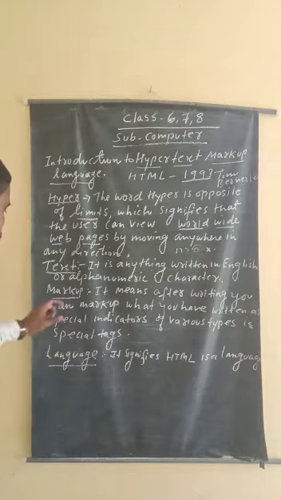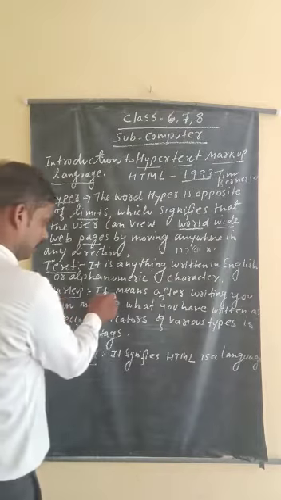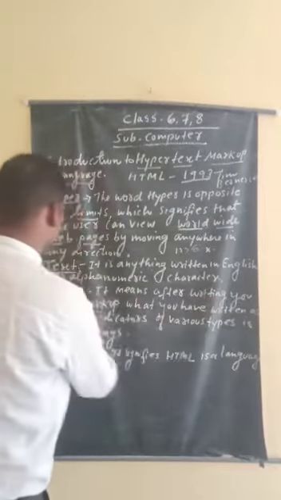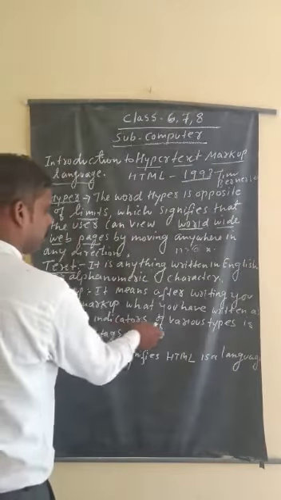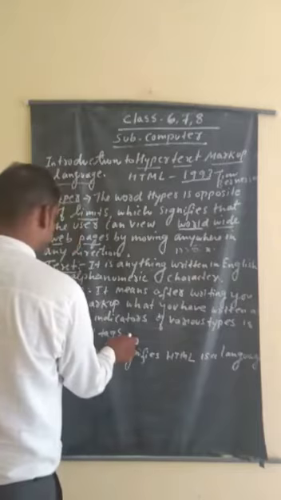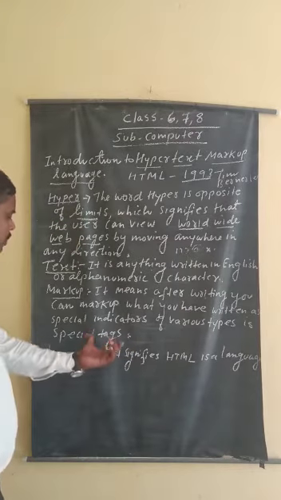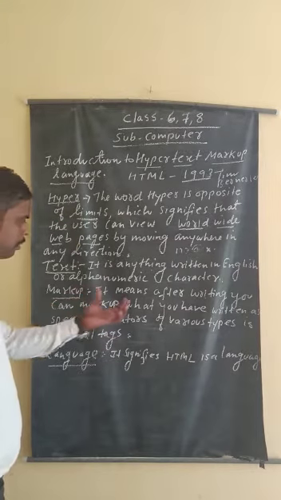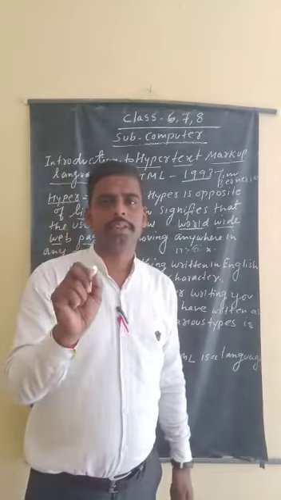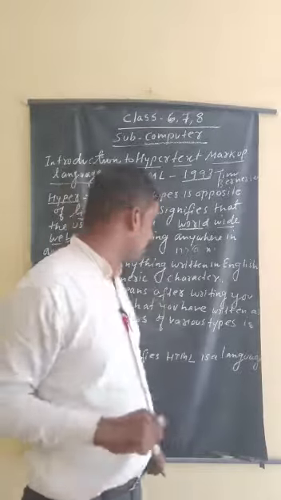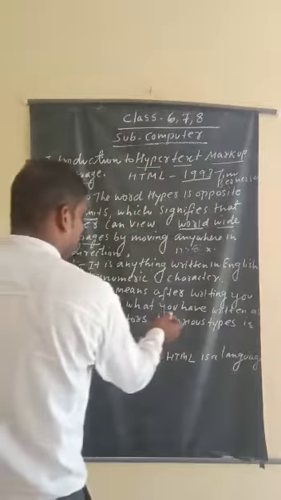This means text. Third is markup. It means that after writing, you can mark up what you have written. A special indicator of various types is placed in the text. Suppose you write anything, you can highlight it by coloring it. Like a highlighter, it means this is very important for us, and that's why you can mark up what you have written.